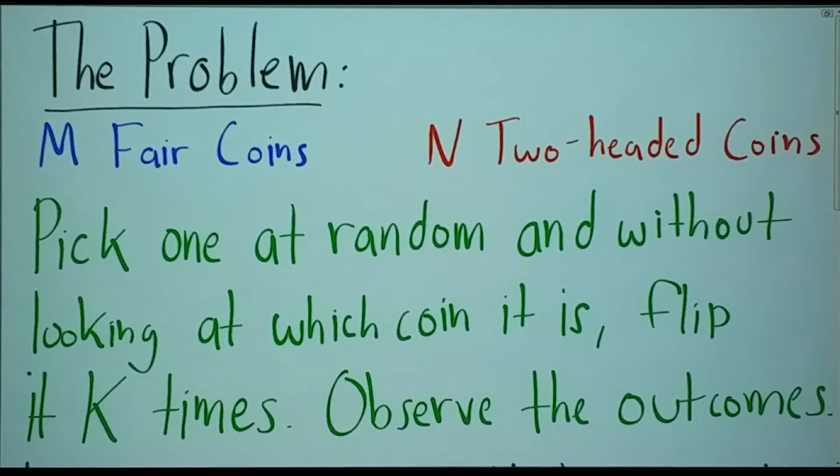So what is the problem that we're given? The problem is that in your pocket you have M fair coins and N two-headed unfair coins. You pick one coin out at random, and without looking at it, so you don't know which coin it is, you flip this coin K times. You observe the outcomes.